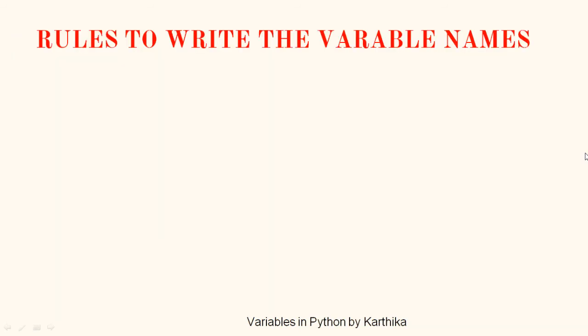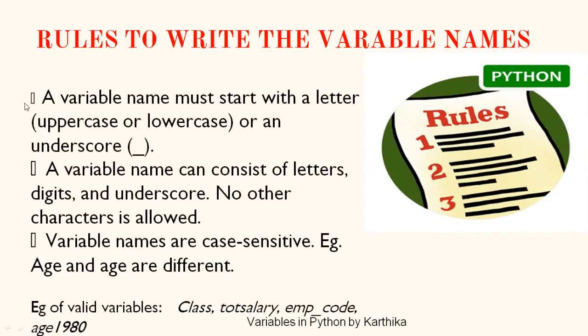Next, rules to write variable names. You remember that in tokens we learned about identifiers, right? Even to write identifiers we have some rules. Identifiers are nothing but the names of variables, so here too we have rules to write variables. Let us see the rules one by one. The first one is that a variable name must start with a letter. The letter may be uppercase or lowercase, or an underscore also. So you can use a character.